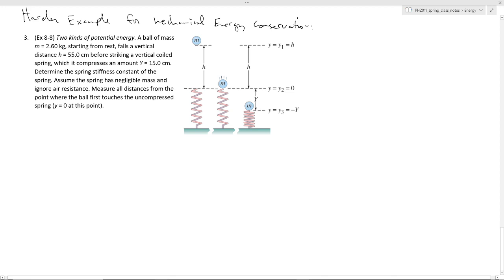A ball of mass m equals 2.6 kilograms, starting from rest, falls a vertical distance of 55 centimeters before striking a vertical coiled spring, which it compresses an amount y equals 15 centimeters. Determine the spring stiffness constant of the spring, and assume the spring has negligible mass and ignore air resistance. And we want to measure all the distances from the point where the ball touches the uncompressed spring. So the origin for our system, in other words, is here.